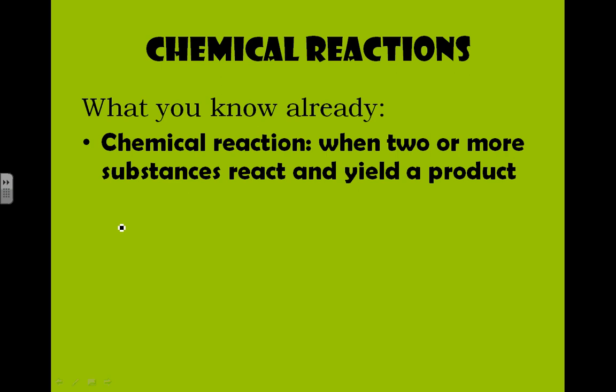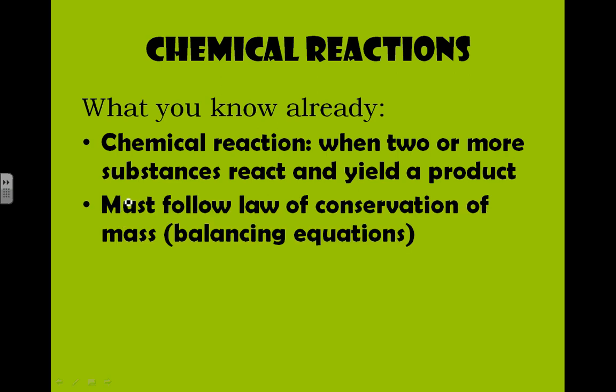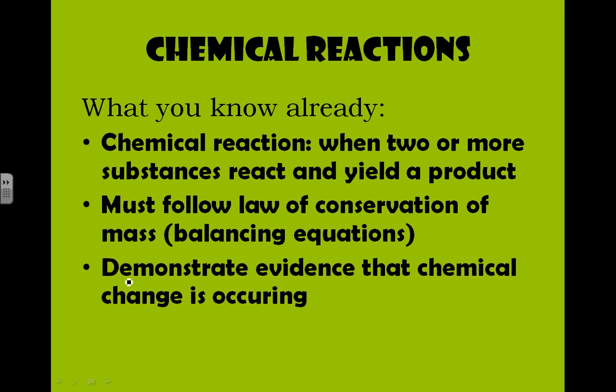produce a product. They have to follow the law of conservation of mass, which means we're going to balance all the chemical equations, and we have to know for a fact that a chemical change is happening, such as a color change, evolution of gas, formation of a solid, things like that. We have to know that there's a chemical change happening.